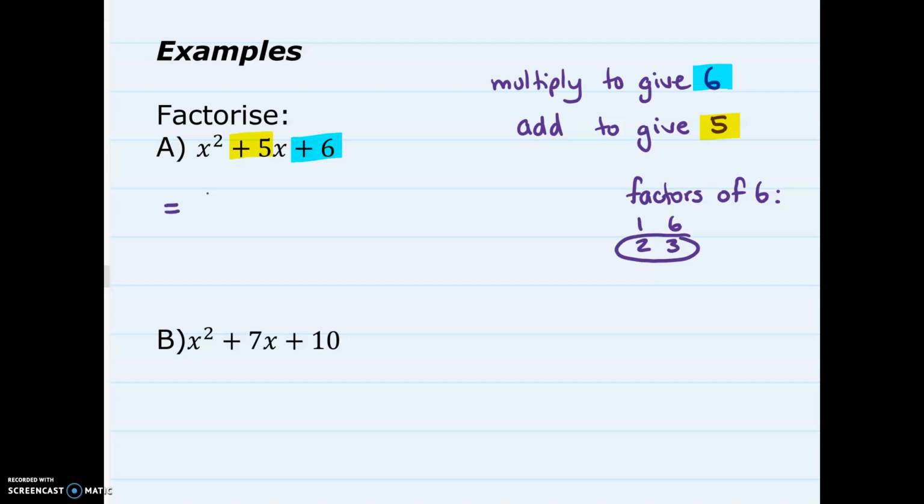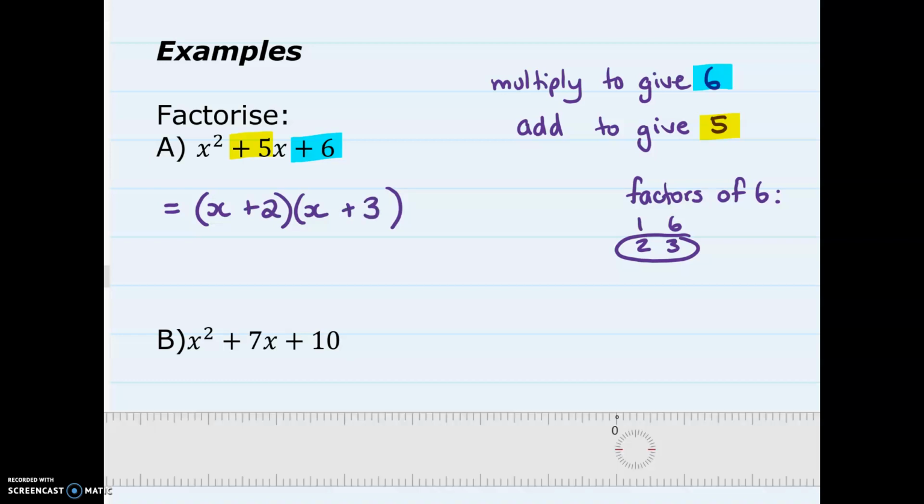So what I'm going to have is that it equals 2 brackets. To get the x squared at the front, it must have been x times x. And the two numbers are positive 2 and positive 3. This question had no negatives. That makes it a lot nicer. Plus 2, plus 3. Okay, and that is your answer.